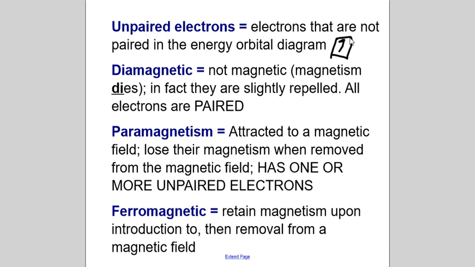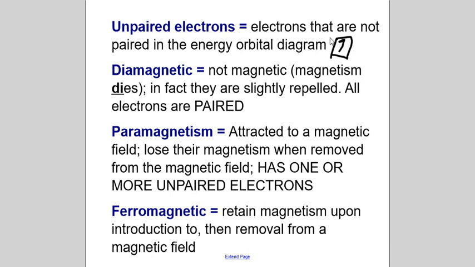And then paramagnetic, those are the ones that are going to be attracted to a magnetic field. So it has one or more unpaired electrons. That means it has an orbital diagram in which you have a single electron sitting there unpaired. So they have some attraction to magnetic fields. When they're in a magnetic field, they show signs of magnetism, but they're not magnetic on their own.